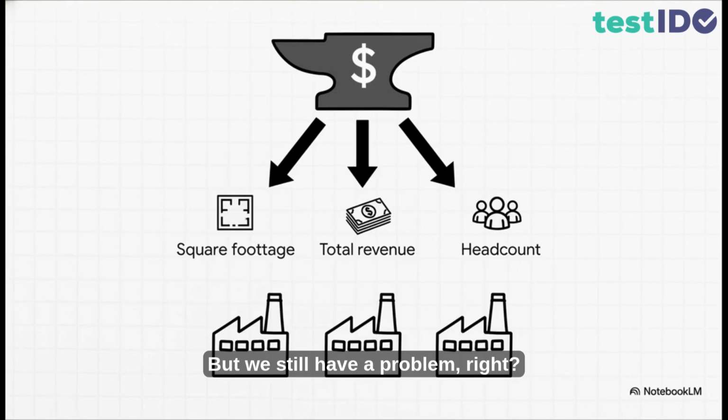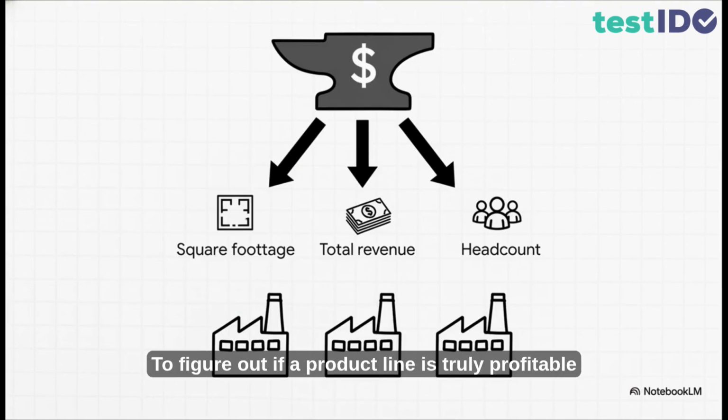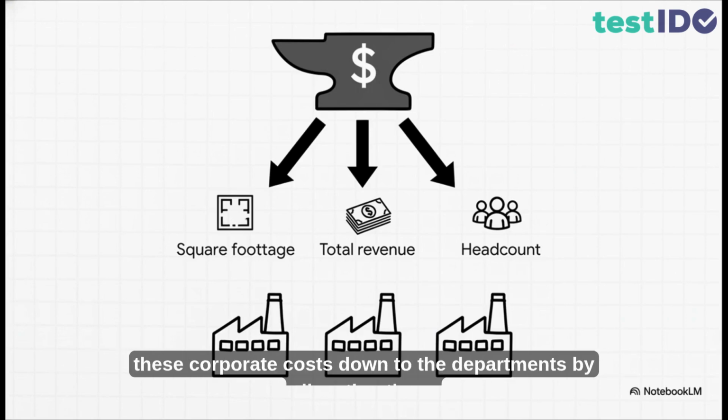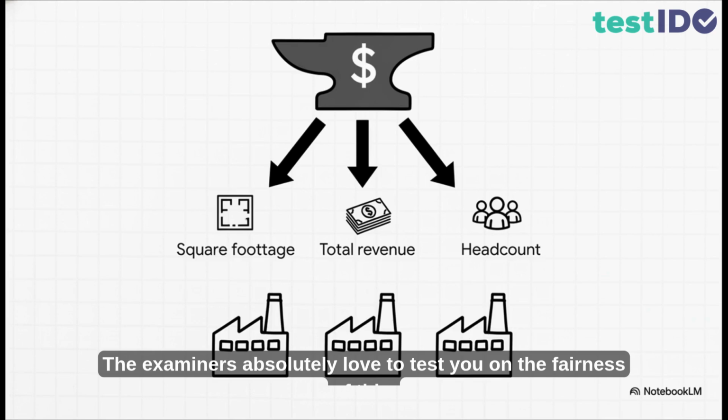But we still have a problem, right? Those massive corporate expenses have to get paid for somehow. To figure out if a product line is truly profitable in the long run, companies will often attempt to force these corporate costs down to the departments by allocating them. They'll use allocation bases like square footage, total revenue, or headcount. The examiners absolutely love to test you on the fairness of this. Because if a company uses an arbitrary allocation base, it can dangerously distort a department's performance and cause executives to make some really terrible business decisions.